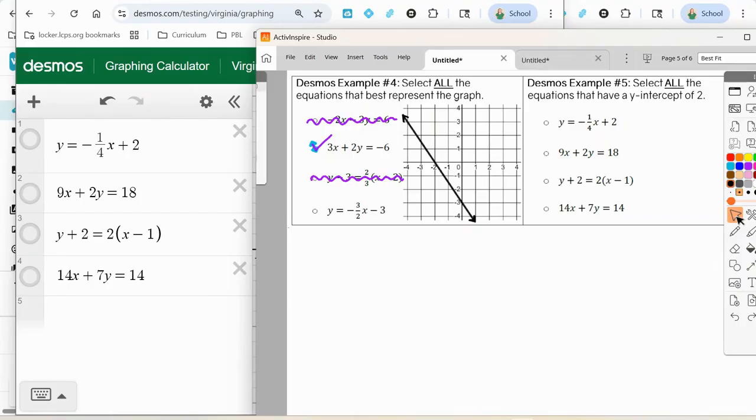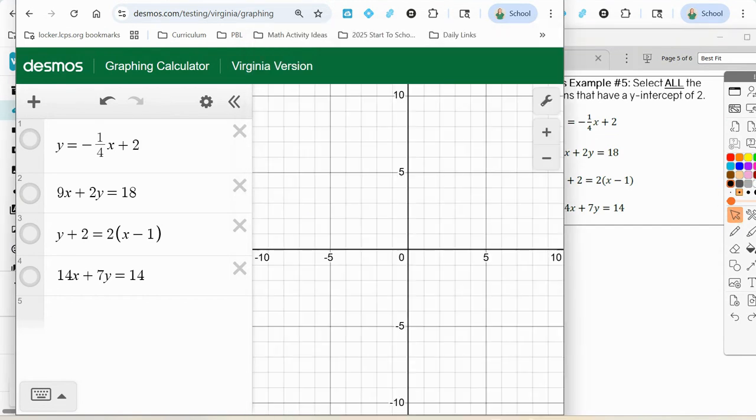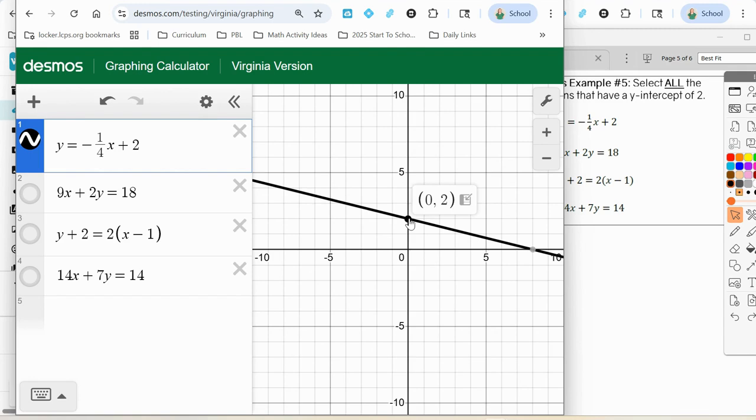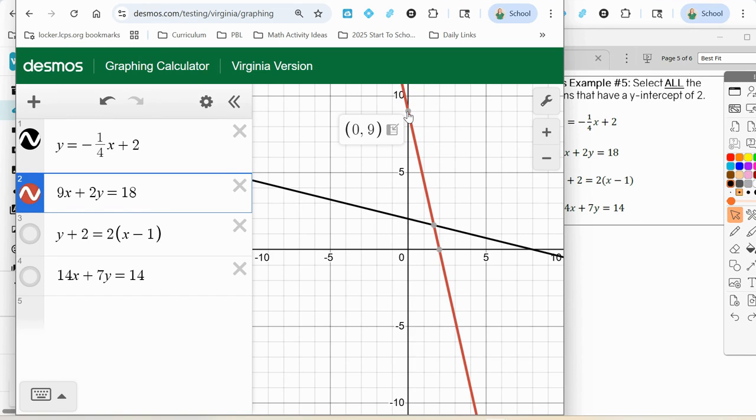So for Desmos example number 5, we want to select all the equations that have a y-intercept of 2. Again, going to put in each example and only check off the ones that have a y-intercept of 2. So when I try the first option, I want to check my y-axis, so that's the vertical one, to see if it passes through 0, 2, which is my y-intercept of 2. This first equation does, so I will go ahead and check it off. Looking at option number 2, notice on the y-axis it passes through at 9, not 2, so I cross that one off.